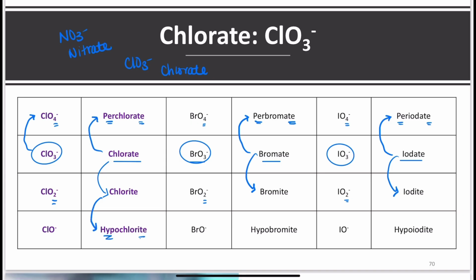Ite to hypo-ite: lose 1 more oxygen, keep the same charge. The same holds for each of the three. Okay, so there is a pattern to the polyatomics, but you have to get them down. You have to learn them.